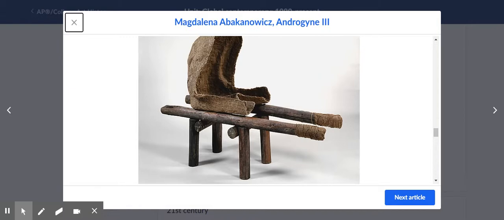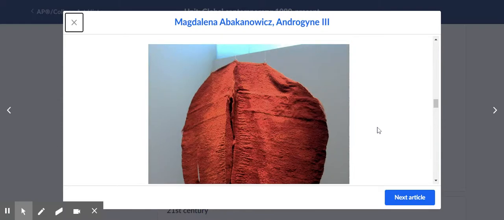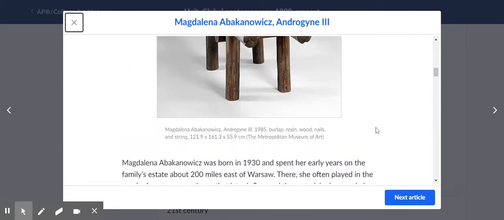Magdalena was Polish. And so she suffered through World War II as a teenager. And then Poland was taken over by Stalin, and her family suffered under the whole Stalin regime. And so she was very much repressed as an artist for her entire artistic career.